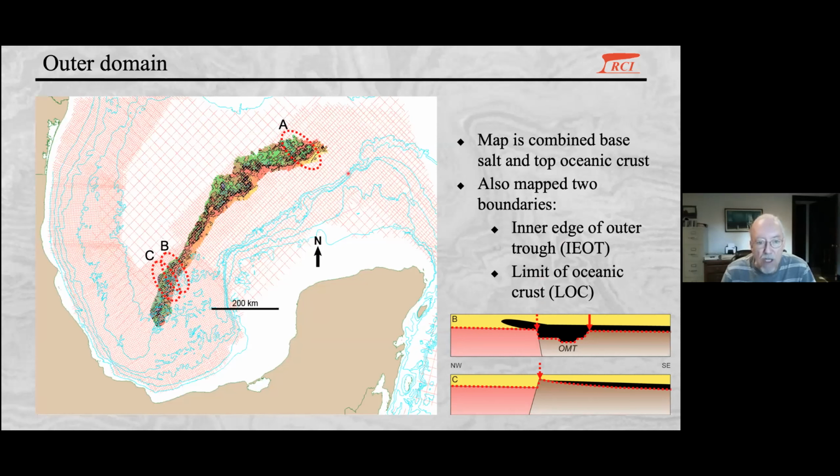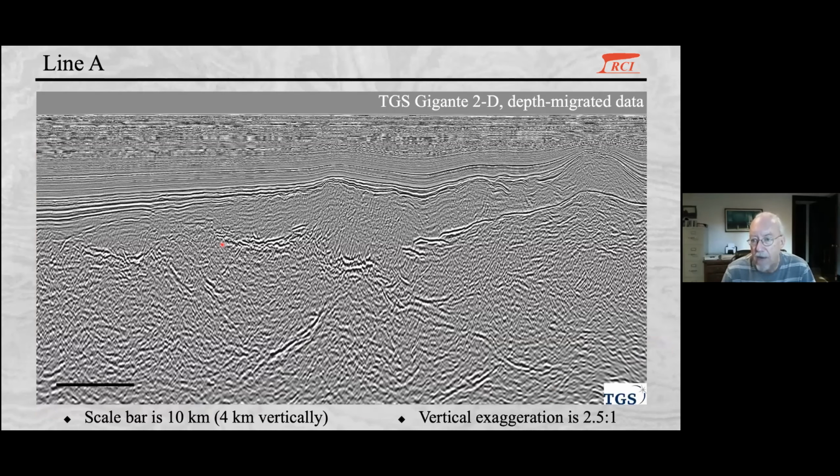And we'll take a look at that first on three lines. That's all I have time for. One way to the northeast and then two down here in Campeche. And the data, again, are from TGS. They're 2D depth migrated data, so really nice data, dense grid, but they're not 3D admittedly. The vertical exaggeration that I'll show is always 2.5 to 1. So the scale bar is 10 kilometers, and if you rotate it to vertical, it would be 4 kilometers in depth. This is the line to the north. You can actually see the top and the base of salt very nicely.